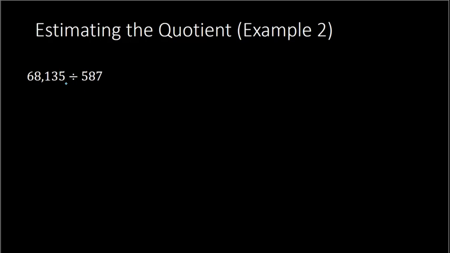Here we have 68,135 divided by 587. All right, so this one, 587, is kind of in the middle. It's not really close to 1,000. It's not close to 100. But I can think of this as being close to 600. So it's close to 600, which is 100 times 6. So it is close to a power of 10, the 100, but multiplied by 6. So what I can do is, instead of dividing just straight up by 600, we can think of this as dividing by 100 and then by the 6.